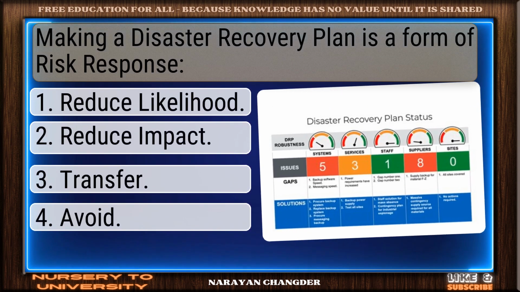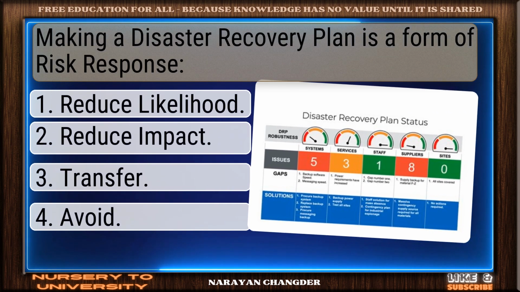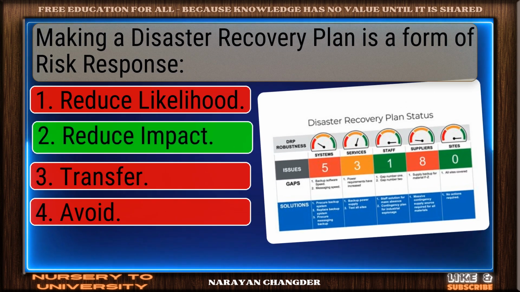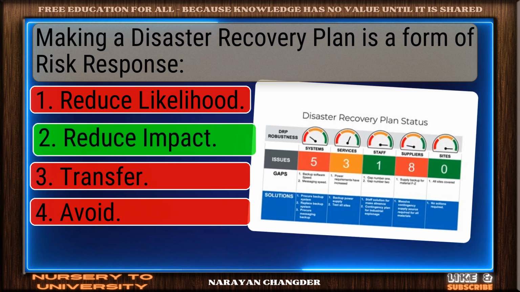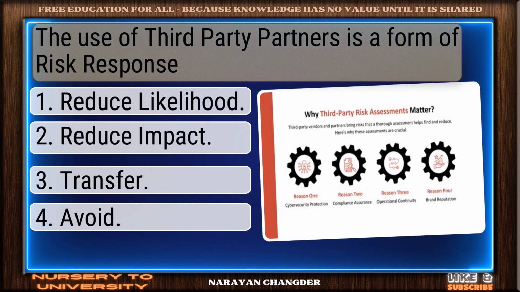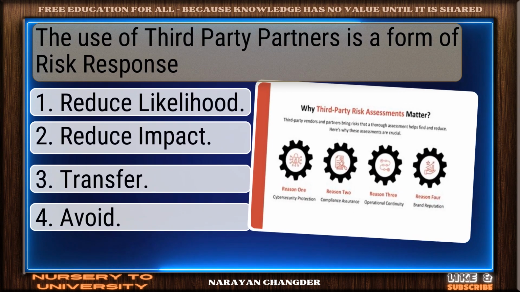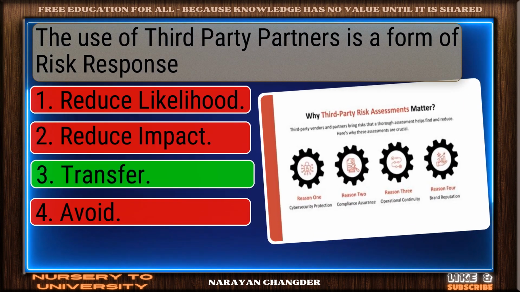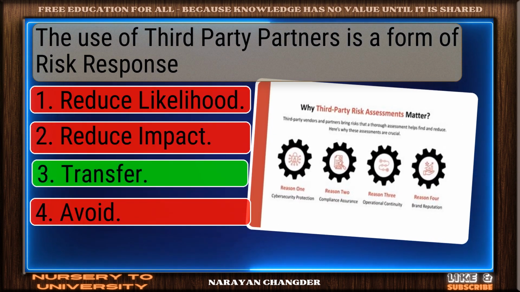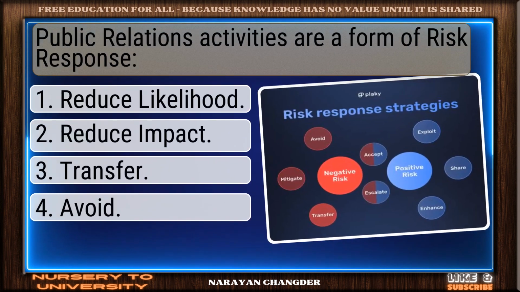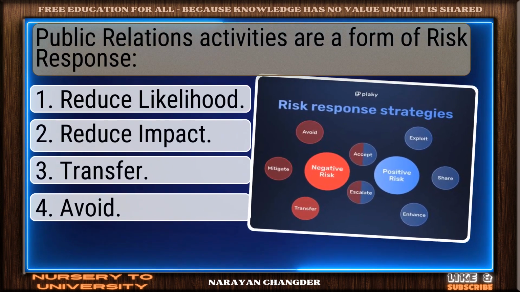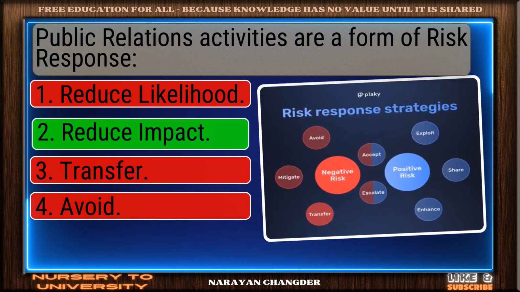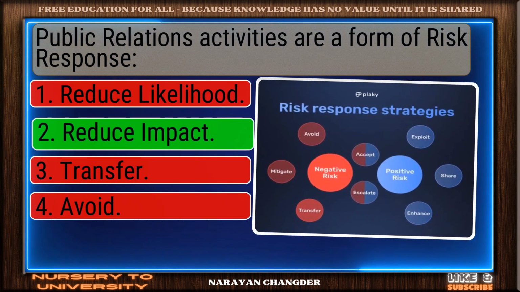Making a disaster recovery plan is a form of risk response. You chose reduce impact, and it is correct. The use of third-party partners is a form of risk response. Smart pick. Transfer is the correct choice. Public relations activities are a form of risk response. Valid point. Reduce impact is true.